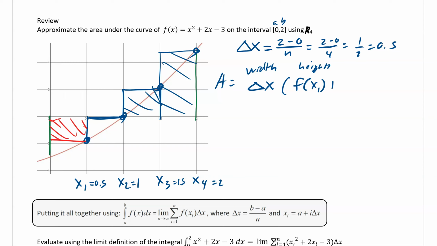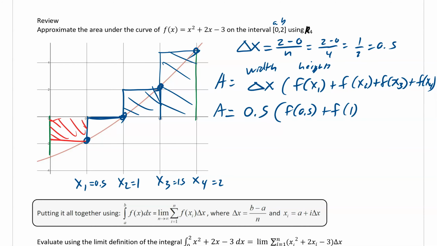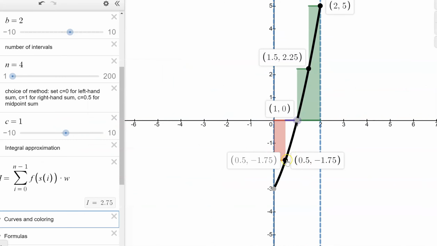So we're going to plug in x sub 1, x sub 2, x sub 3, and x sub 4. And they're down here. So let's plug everything in. We get 0.5, and then this would become f of 0.5, f of 1, f of 1.5, and f of 2. So plugging those into our calculator, we end up with our heights, which are negative 0.75, 1.75, 0, 2.25, and 5.